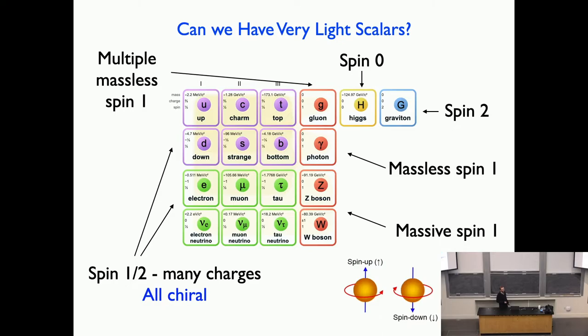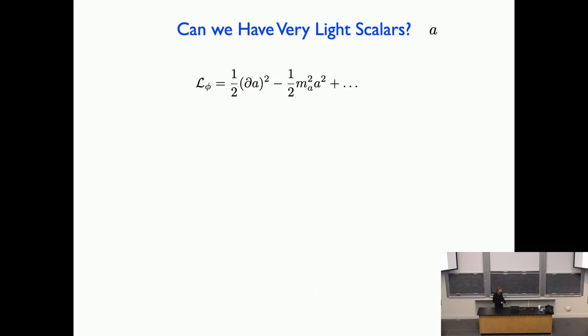But perhaps even more interesting might be, what about other particles that might exist that are very light that we can go and search for in the lab? Okay, so maybe there shouldn't be any such scalar by this rationale. Can we have very light, massless or nearly massless scalars? Here's a Lagrangian for a scalar, I'll call it A. A minute ago it was phi, and now I'm calling it A, because it's light. Here's its kinetic term, and if it has a mass, this is its mass term. M sub A would be its mass.